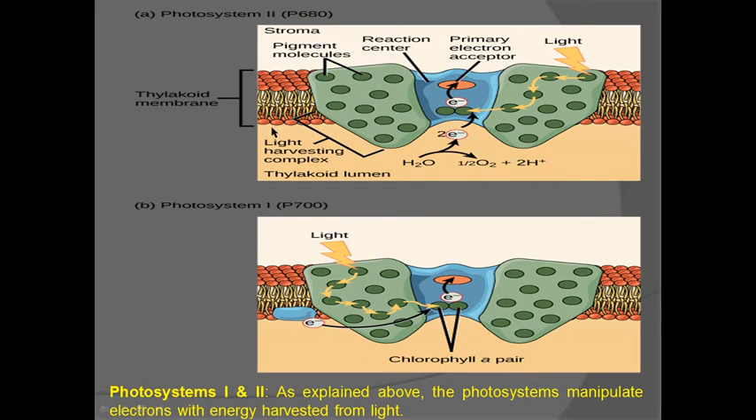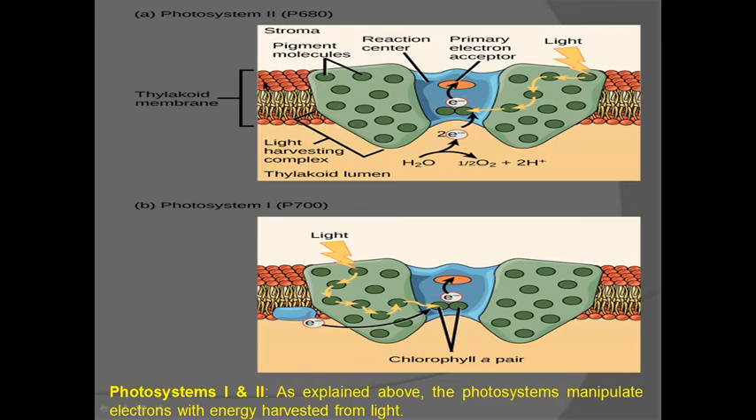Students, look at this picture. Photosystem II, its reaction center is P680. That means it absorbs 680 nanometer of light from the visible spectrum of light. And the visible spectrum is 380 to 780 nanometer of light.